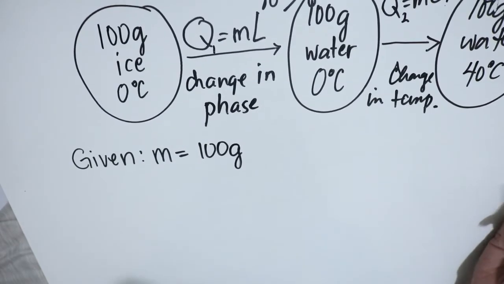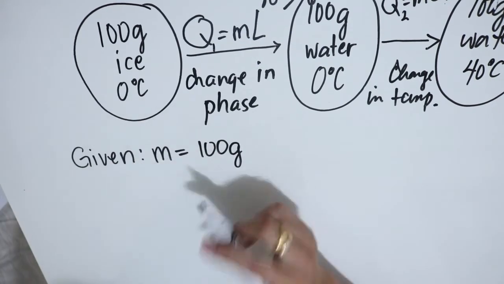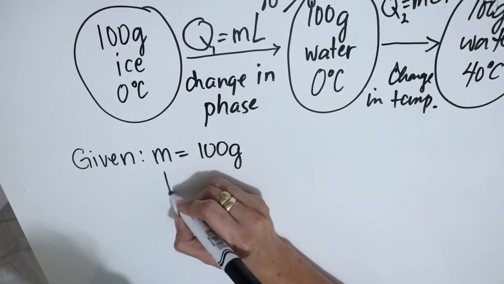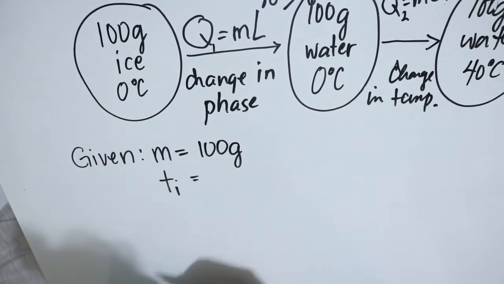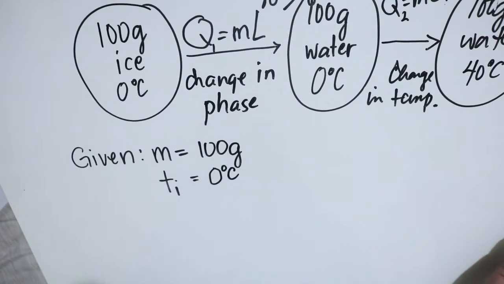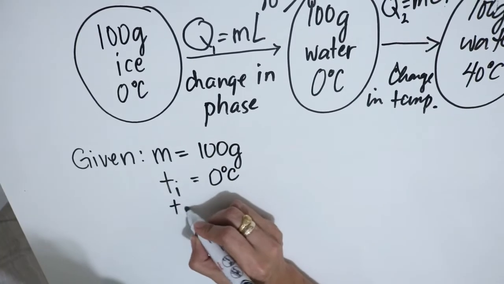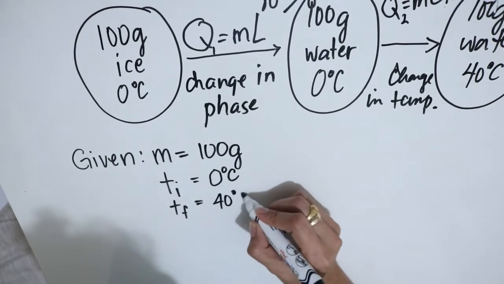Then what other known information is in here? So we have, it starts from 0 degrees Celsius, so that will be our T1. So that's our T1 or TI, initial temperature. Sometimes we use TI, sometimes they use T1. T1 means the temperature at the beginning. So we have TI, or initial temperature, which is equivalent to 0 degrees Celsius. And then TF, or final temperature, which is 40 degrees Celsius.